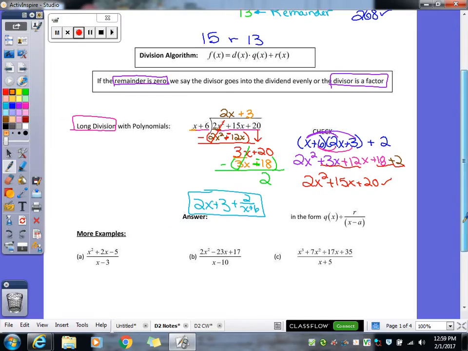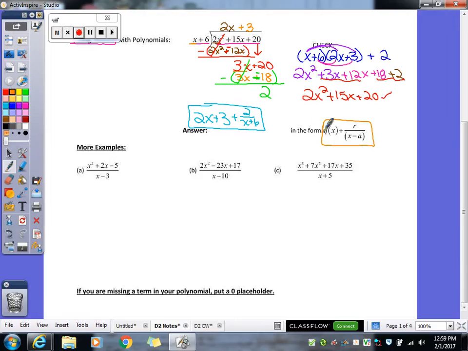This stuff right here, that's just telling you how to write your answer, which is what we did. The q of x represents your quotient. Your r is your remainder. And the x minus a is your divisor. So on the Regents exam, they've used that notation. They told you to divide these two polynomials and write your answer in this form. So just so you get used to what that form is, that means we're just writing it like this. You're writing your answer, and then you're writing your fraction for your remainder.